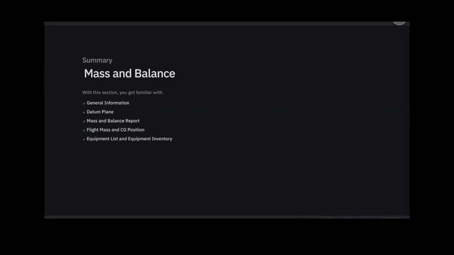Summary: with this section, you got familiar with general information, datum plane, mass and balance report, flight mass and CG position, and equipment list and equipment inventory.